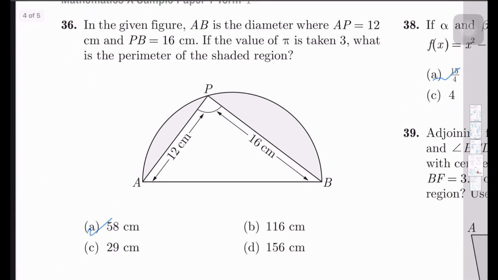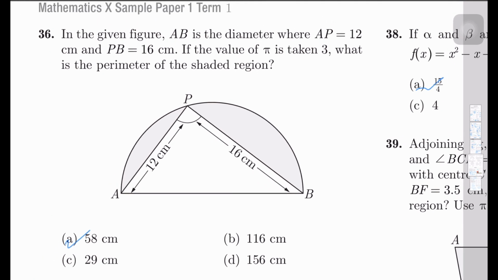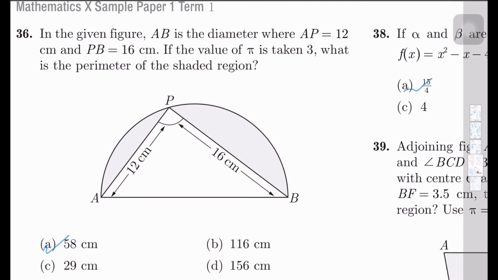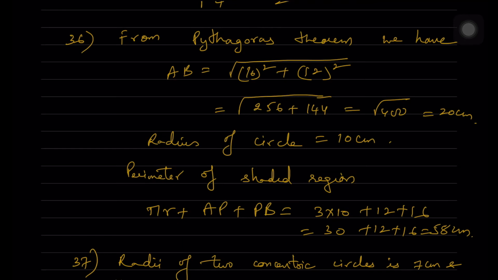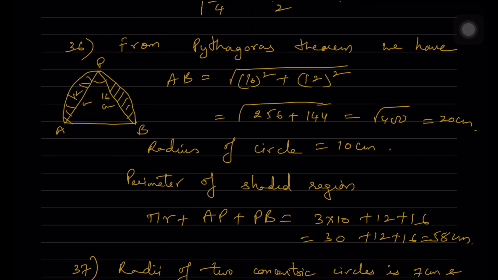Now going into the next, the 36th problem. In this given figure, AB is the diameter where AP is equal to 12 centimeters and PB is equal to 16 centimeters. If the value of pi is taken as 3, then what is the perimeter of the shaded region? So now from Pythagoras theorem, since you know that you're having a triangle in this, AB is the diameter where AP is equal to 12 centimeters and PB is equal to 16 centimeters.